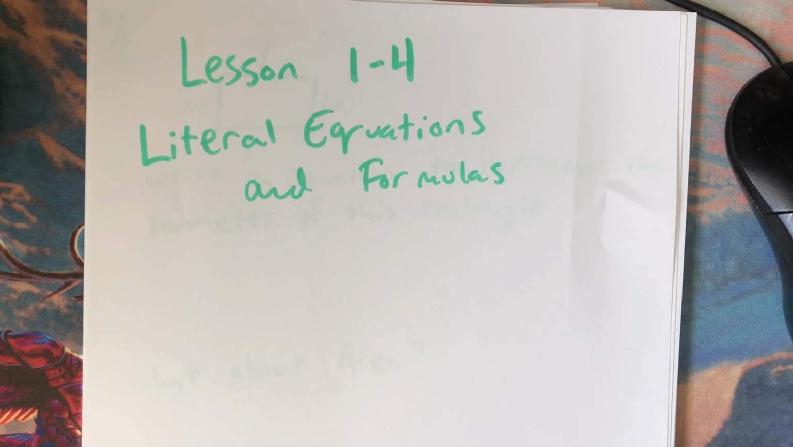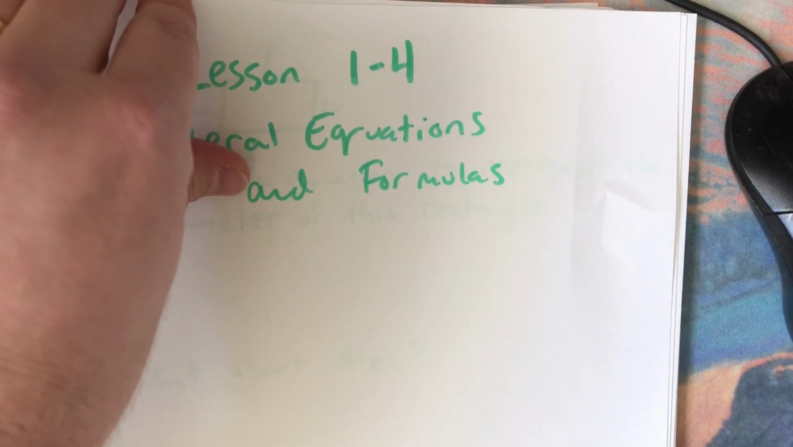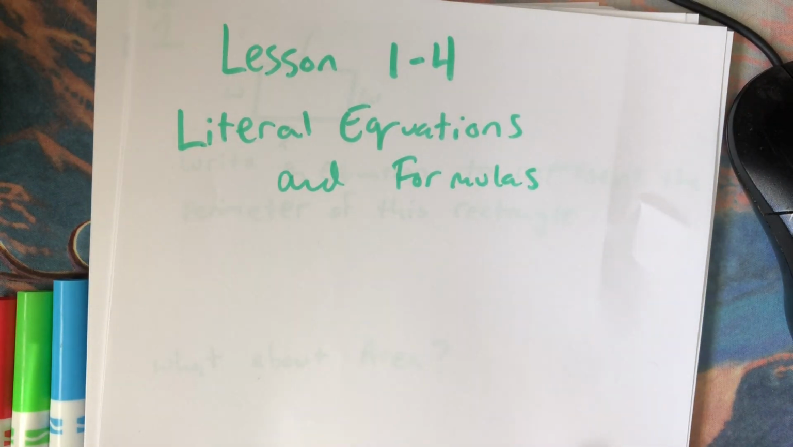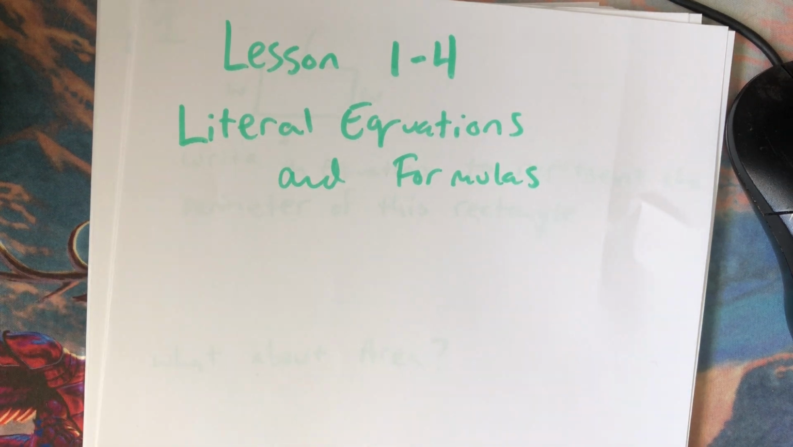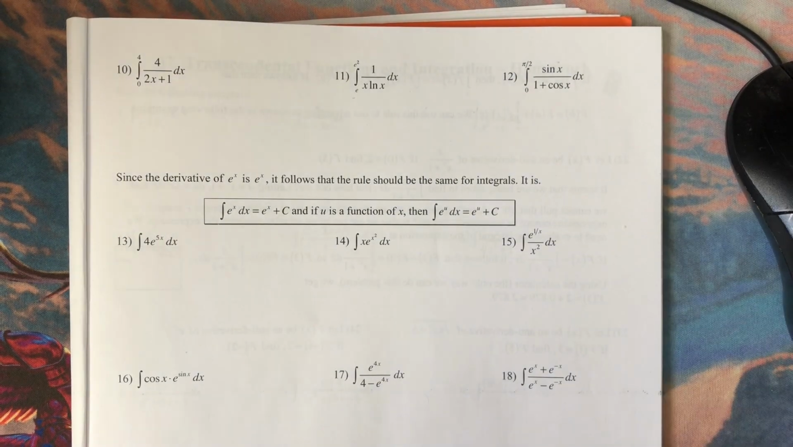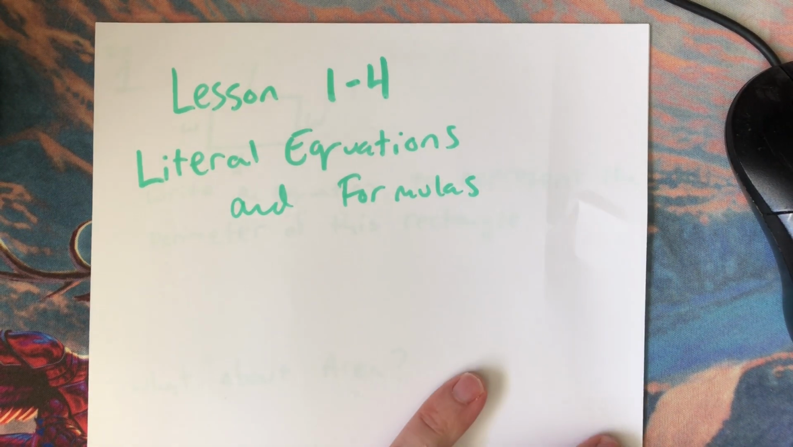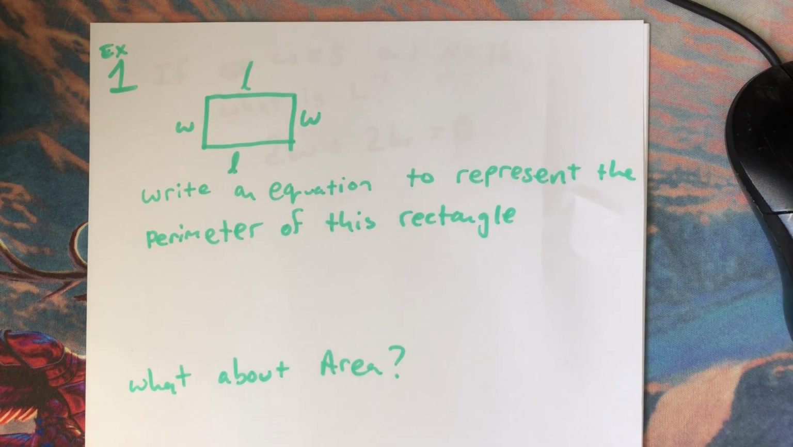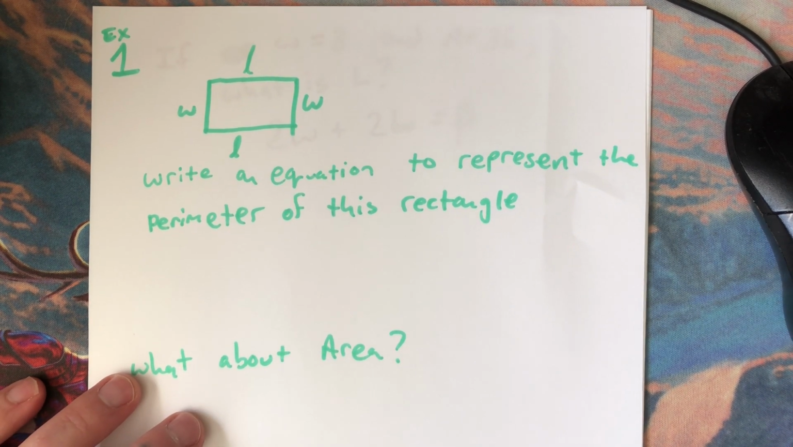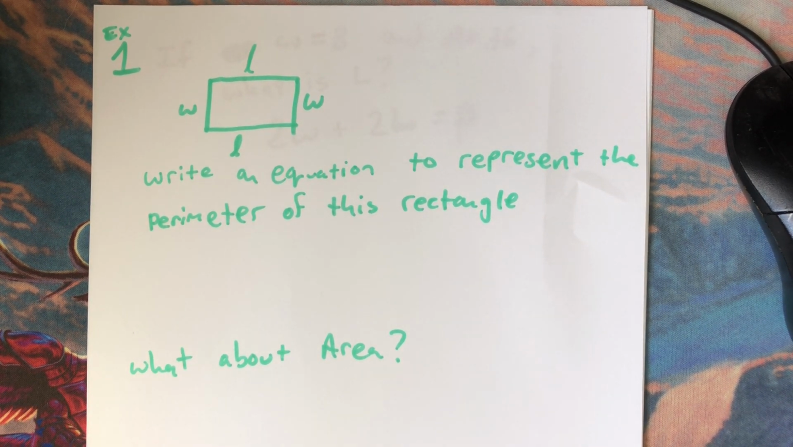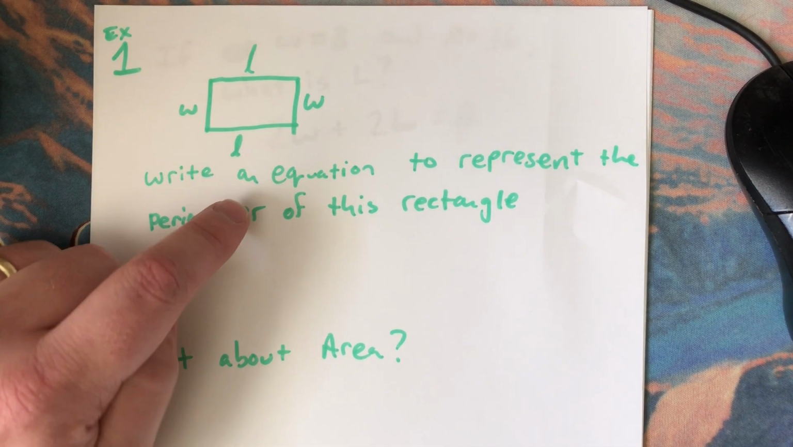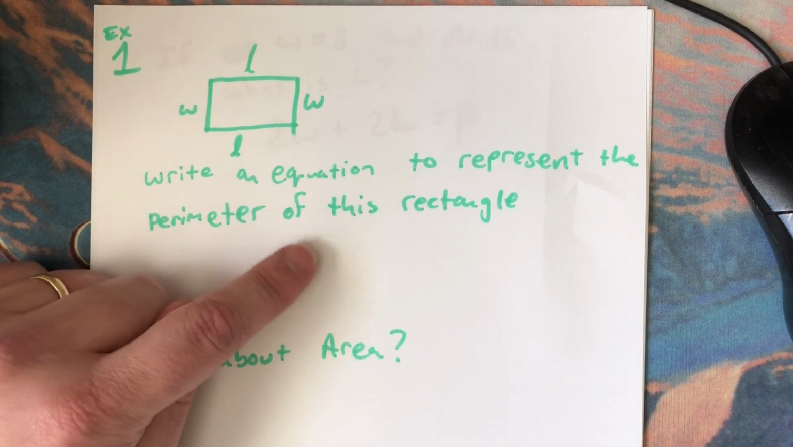All right, so what the heck is a literal equation? Well, the word formula might actually give you a hint about that. As always, I've got things written up for us already, and we're just going to go through and take care of it. Here's our first example. It says, write an equation to represent the perimeter of this rectangle.